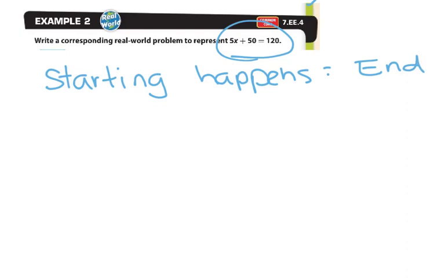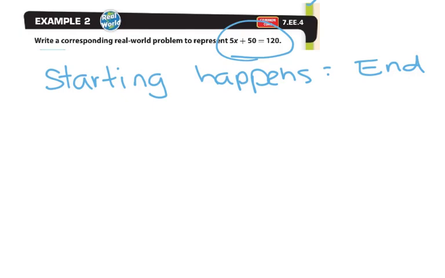And so I'm looking at this problem right now, and I have 5x. Something happens where 5 is being multiplied by an unknown number, or something that's unknown. And then something happens, suddenly I get 50 of those things. And then by the end of it, I have 120 total. Okay? And so I've got to think of a situation which will allow me to have something that's multiplied by 5.